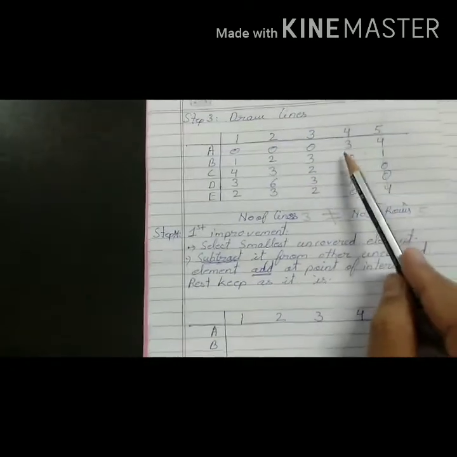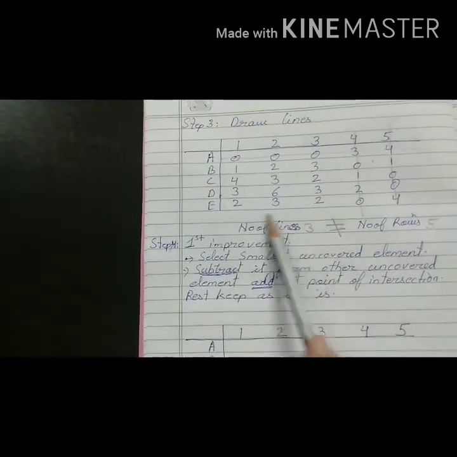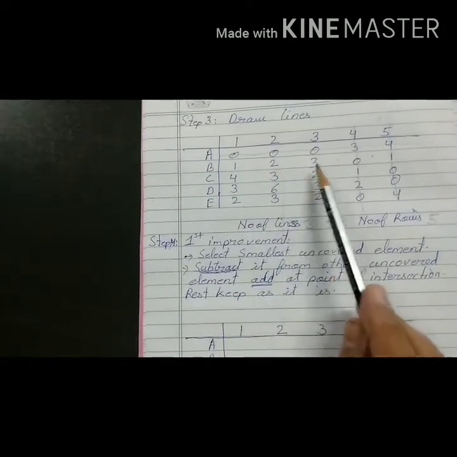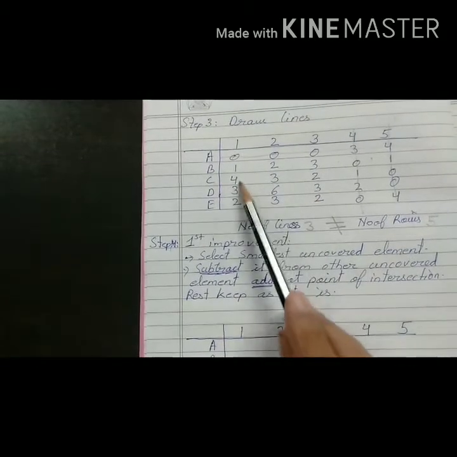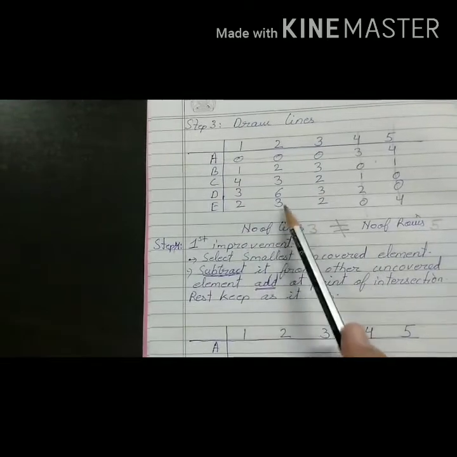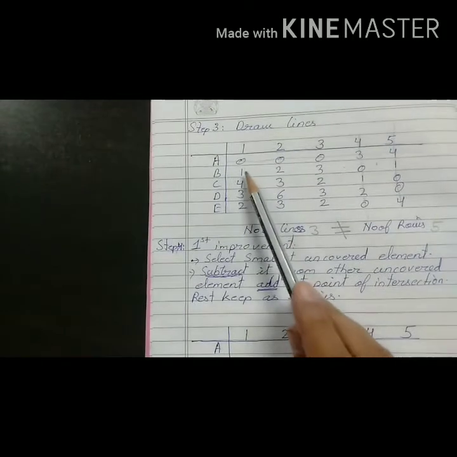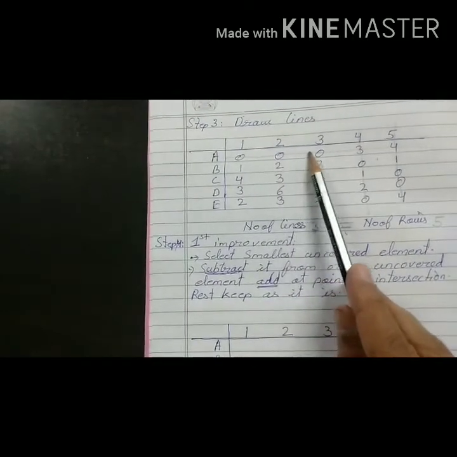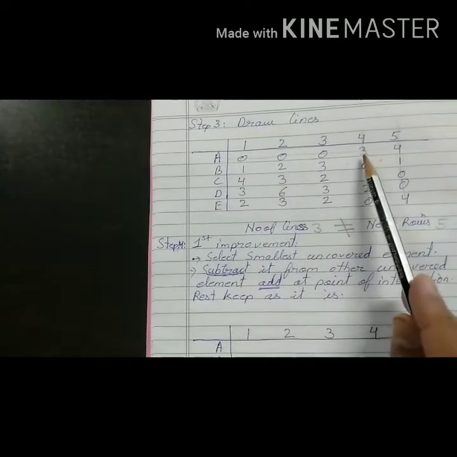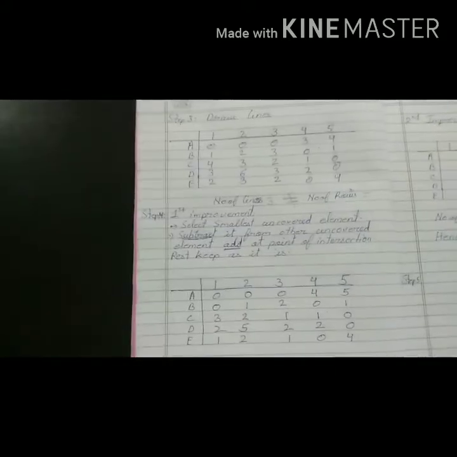So what we need to do now is, for improvement, check the uncovered elements, check the minimum element from this, that is 1. Subtract this 1 from each and every uncovered element of this matrix. That means 2, 3, 4, 3, 2, 3, 6, 3, 2, 3, 2. Subtract this from this particular element. Keep the elements which are underlined as they are and add the same value at the point of intersection, that means here 3 and 4.